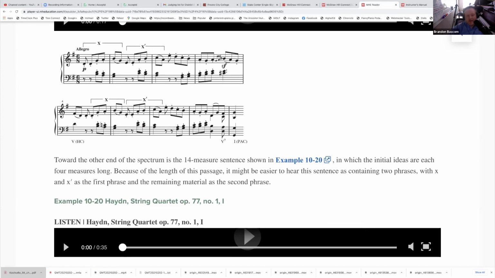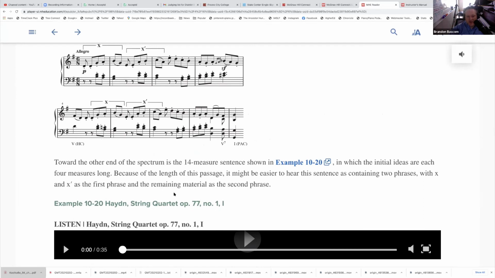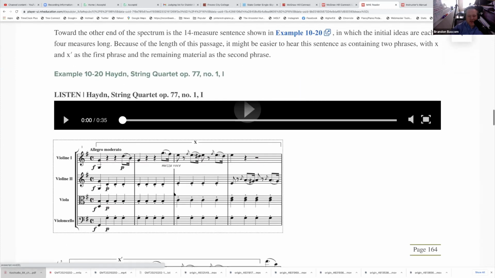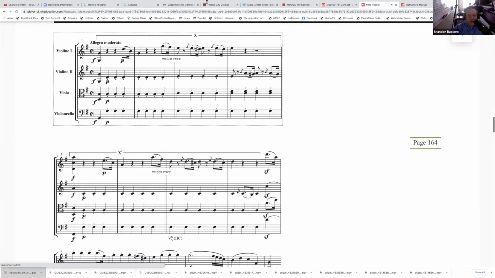All right, moving on. Haydn. So in this example, they're telling us that we have 4-measure long phrases. Because of the length of this passage, it might be easier to hear this sentence as containing 2 phrases with x and x prime as the first phrase and the remaining material as the second phrase. Pay attention to the 4 measures. I think that'll help. Example 10-20.